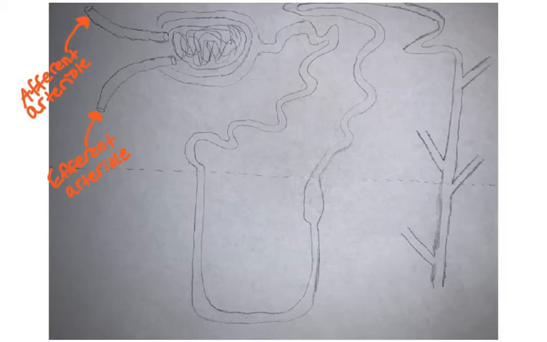The next structure we should talk about is this bunch of capillaries here. It's pretty much twisted up capillaries, a ball of capillaries, and this ball of capillaries is going to be called our glomerulus. This is where most of our filtration will actually occur.